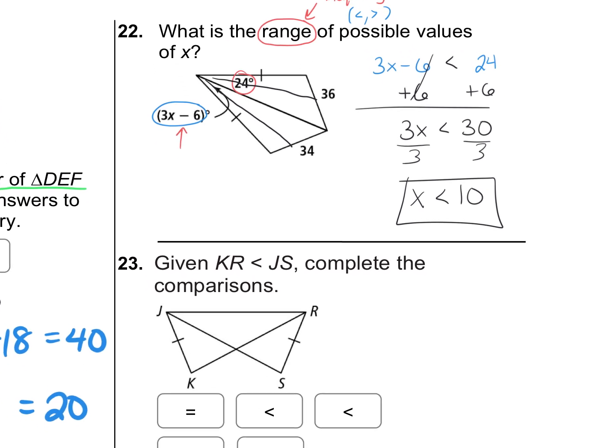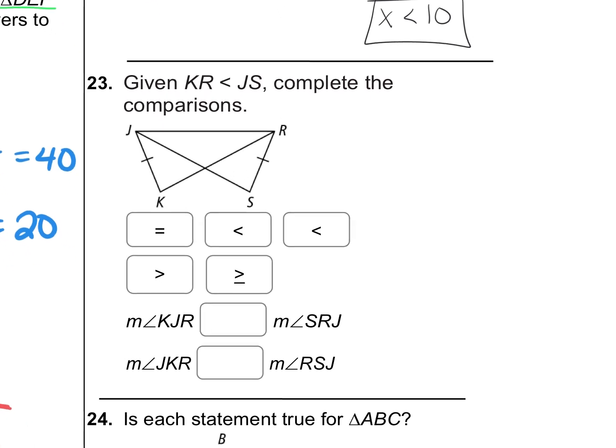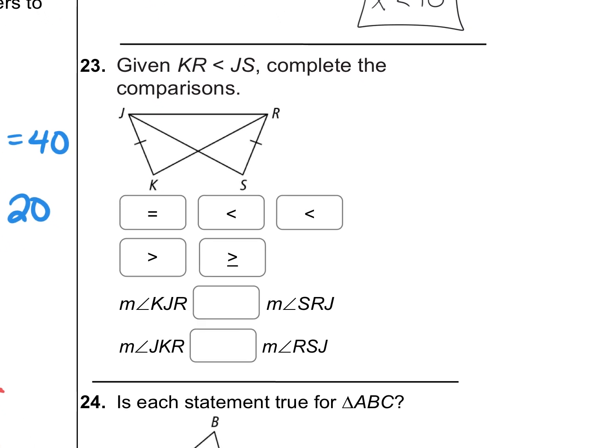Number 23, you had a similar question to this on your test a couple weeks ago. It tells us that KR, I'm going to make this my red line, KR is less than JS. Now, those are talking about sides, not angles. These boxes here serve as your word bank. You can use them more than once.